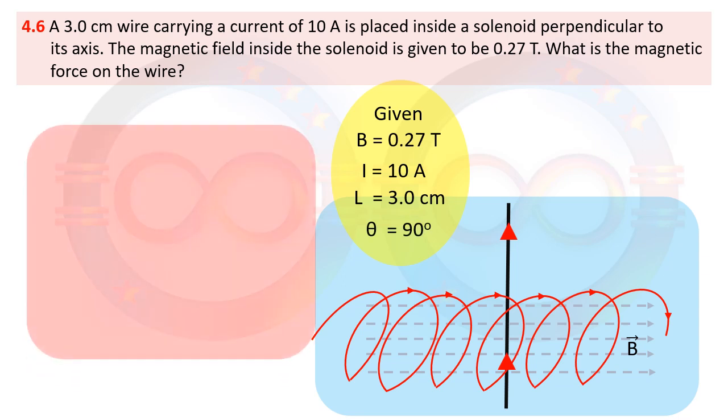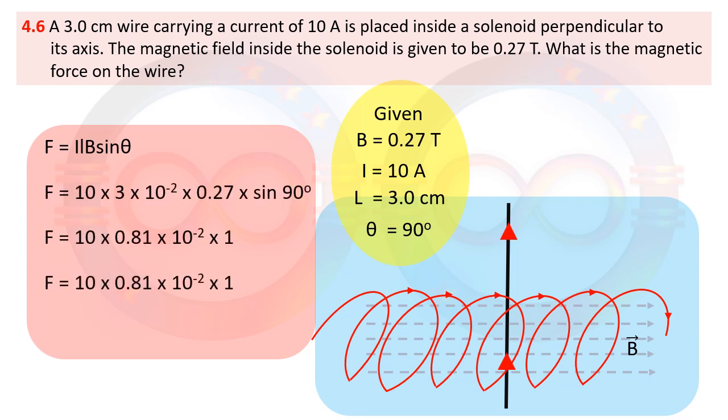Then the formula remains the same as we used in question number 5, that is F is equal to I L B sine theta. I is 10 ampere, length is 3 centimeter, so 3 into 10 raised to minus 2 meter. Then B is 0.27 Tesla, and sine 90 is 1. After multiplication we will be getting 0.081 Newton.